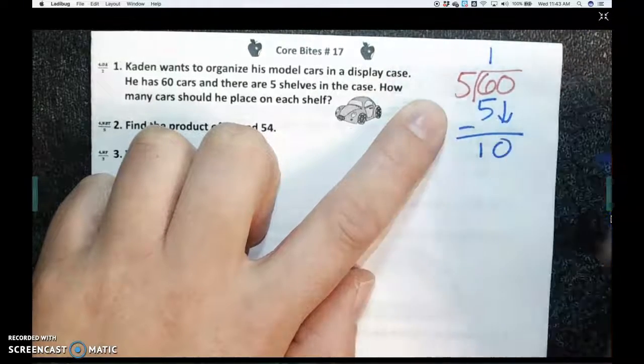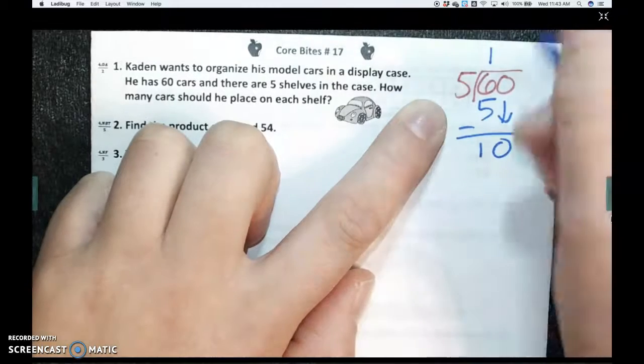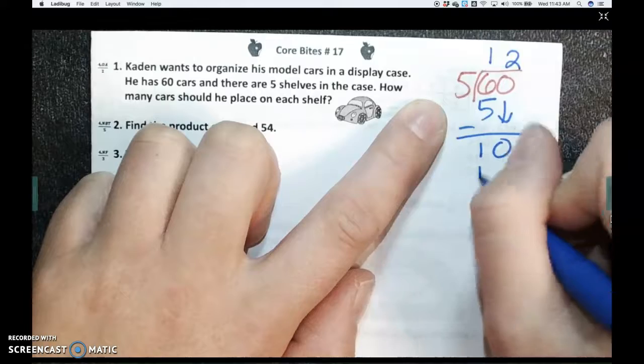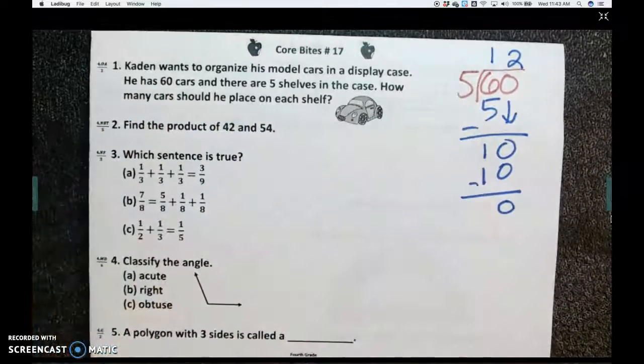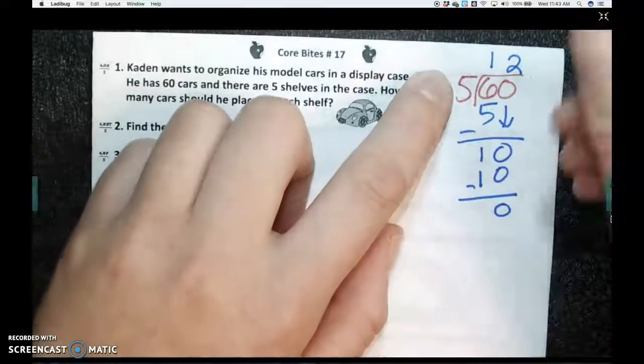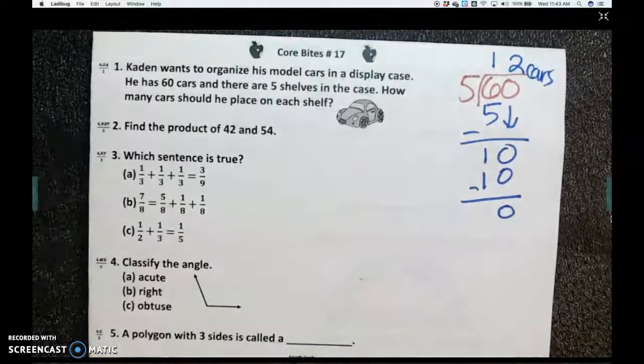Bring down your 0. Well, okay, so 5 times what gives you 10? So that would be 5 times 2. So 5 times 2 is 10. 10 minus 10 is 0. So your answer for this would be 12 cars. So you would have 12 cars on each shelf.